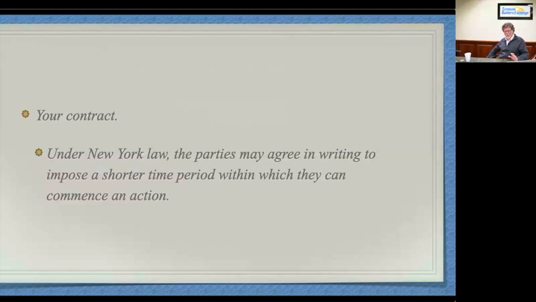Your contract can set the statute of limitations that you have to bring a lawsuit. Okay, and they do. If you're signing one of the contracts that we prepare for our general contractors, excuse me, it will have a one-year statute of limitations. Oh, wait a minute, Sheets, you said it was 6 years. I said it was 6 years. It is 6 years, unless you agree by contract to shorten the statute of limitations.